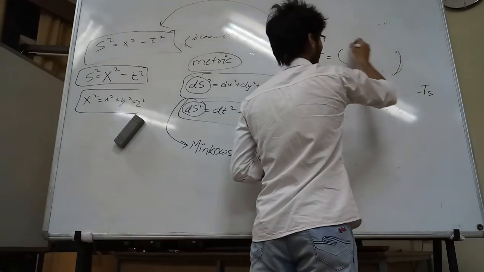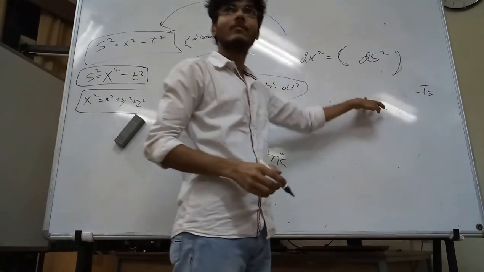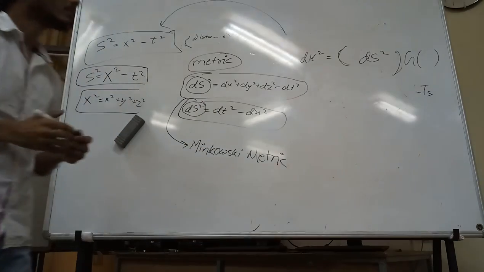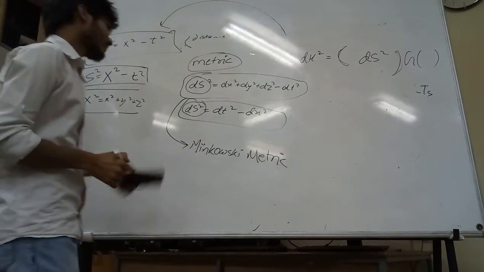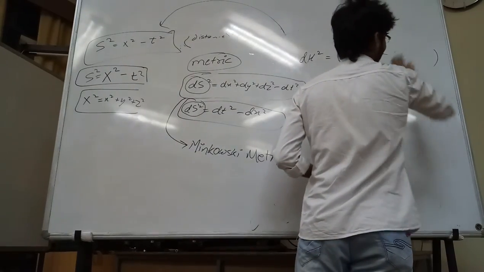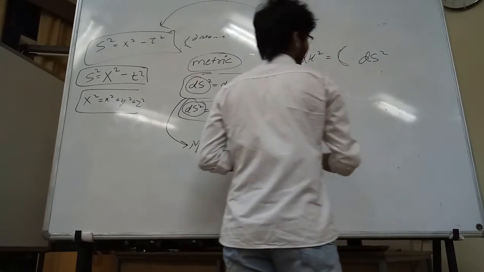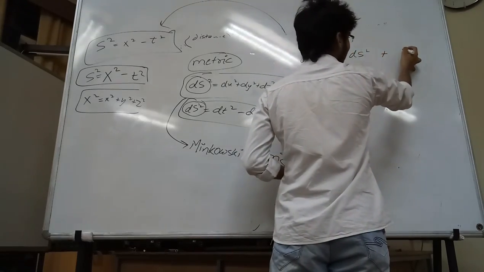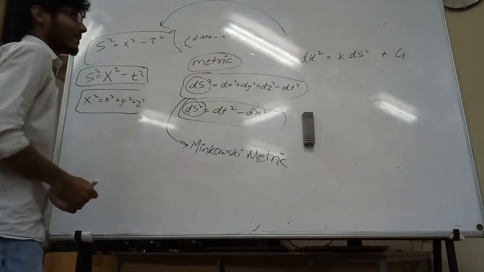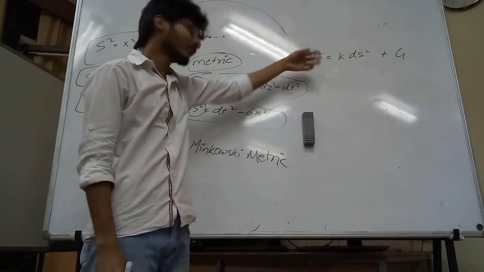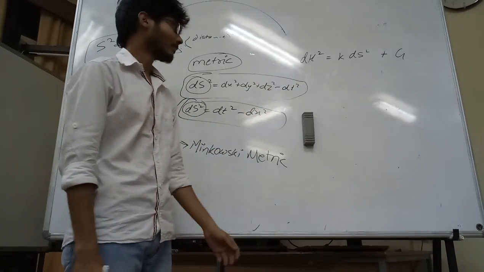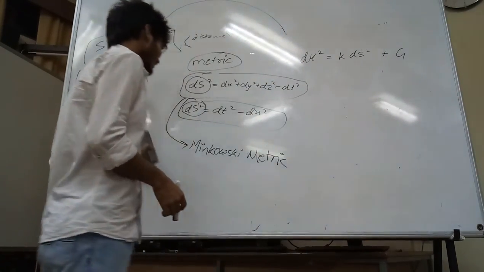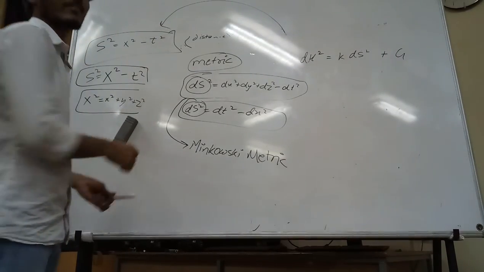So this metric must be equal to this ds squared times some g of something. I don't know what g is. Multiplication, because, okay, let's not take multiplication. I have no problem. Let's say it's equal to some k times ds squared plus something else. So this could be a general metric which will reduce to the Minkowski metric when we take out gravity. That means when we take out gravity, g equals 0 and k equals 1. Okay. So let's see this metric next time.